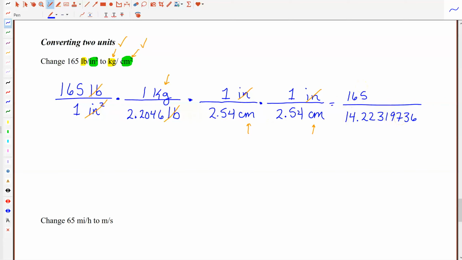Then you get my final answer. We'll do 165 divided by this 14.22319736 number, and I got 11.6007. There was some more stuff after that, but if I'm trying to take this to 3 significant digits, my final answer would be 11.6, and my units are kilograms per square centimeter.